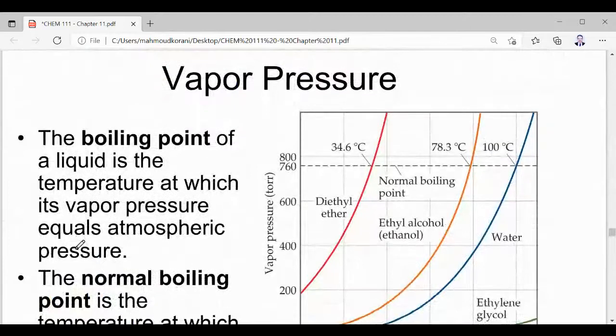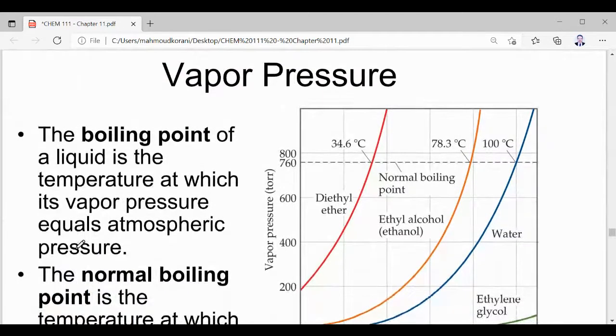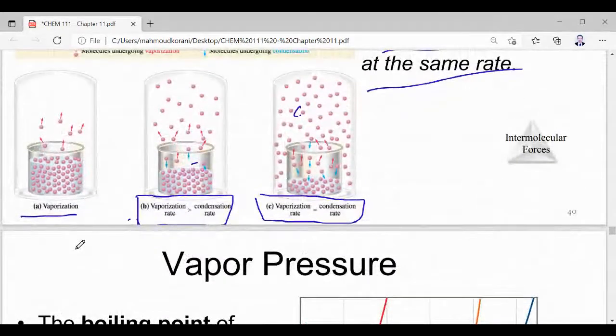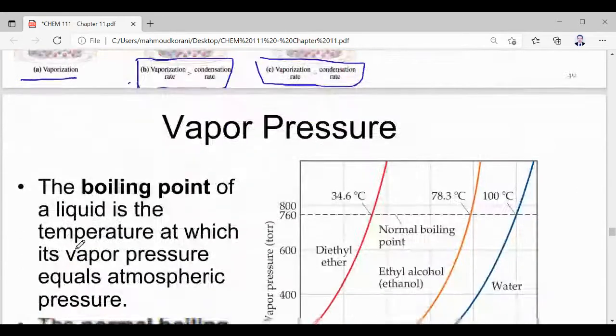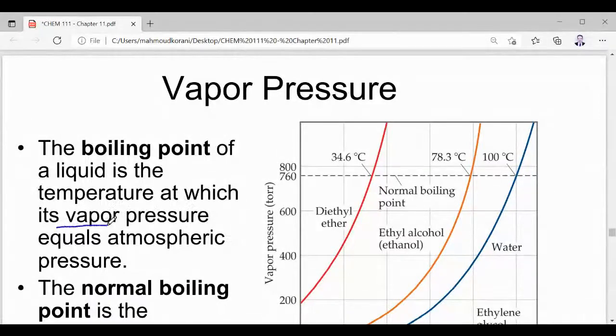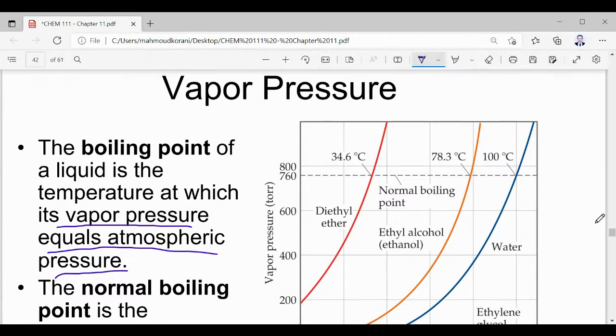The vapor pressure. Let us discuss the boiling point. Can anybody define the boiling point for me? Boiling point, it's very simple. It's the temperature at which the vapor pressure of the liquid equals the vapor pressure of the atmosphere. So the boiling point of a liquid is the temperature at which the vapor pressure of that liquid equals the atmospheric pressure.